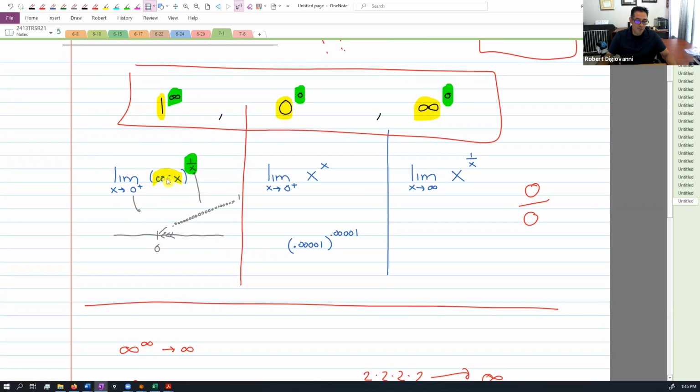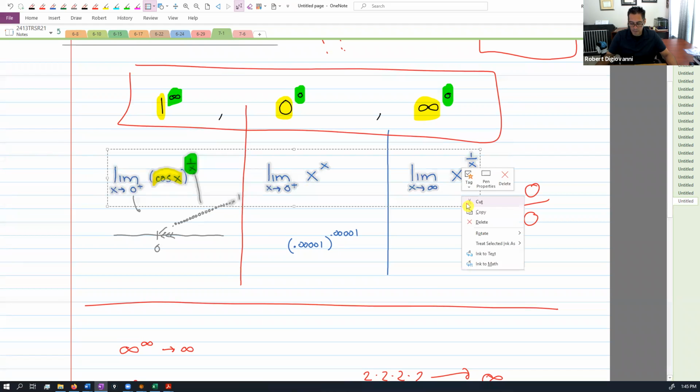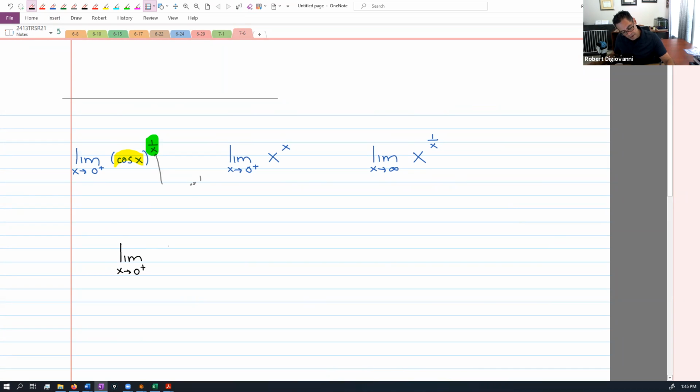Okay, so I'm going to do each one of these one at a time. Let's do this first one. Well, you know what? I'll copy them all over here on a new page. Okay, so let's start with this first one. We're going to take the limit as x goes to 0 from the right of cosine of x raised to the 1 over x.